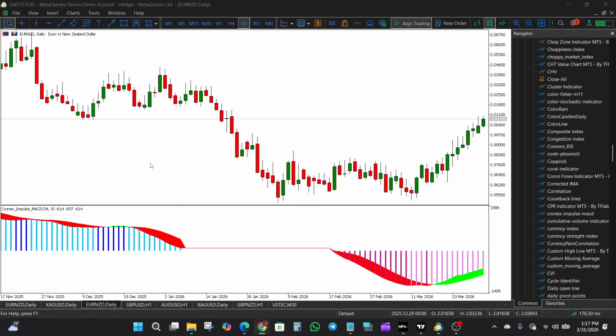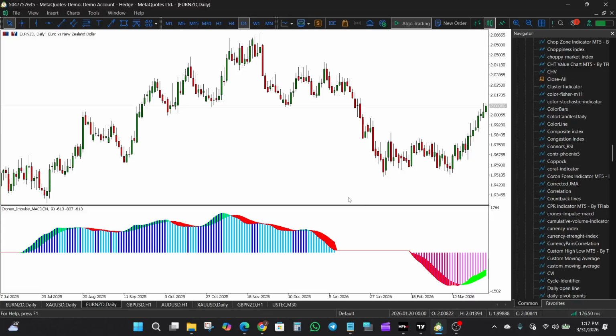So basically, how to get your signals, they're pretty straightforward. You have to just look out for these histogram bars being above the zero level. The histogram bars must be above the zero level, and then you notice that the colors must be blue. So when you notice that the colors are blue and you see this green shaded area, it shows that there is bullish momentum prevailing in the market.